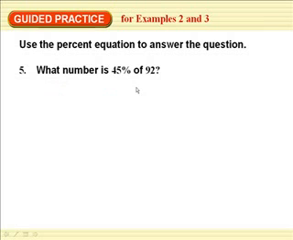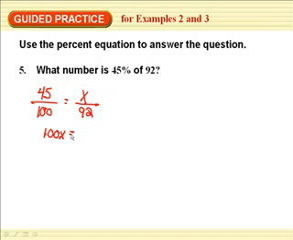20%. What number is 45% of 92? So that one's a little different. I've got to go 45%. That goes over here on my percent, of is on the bottom. The is is gone. So 100x equals 45 times 92.